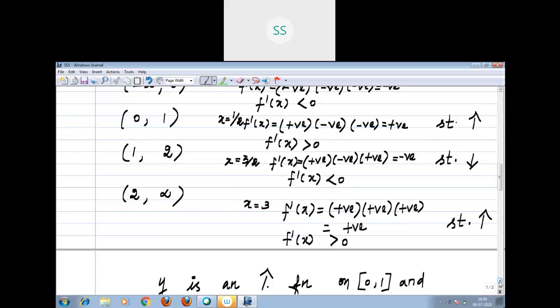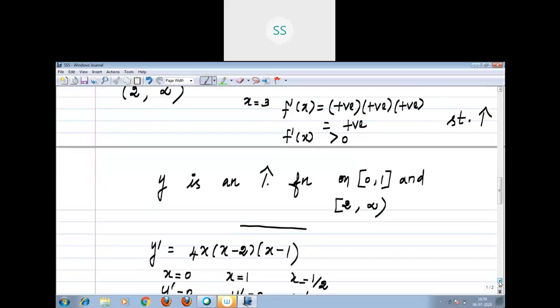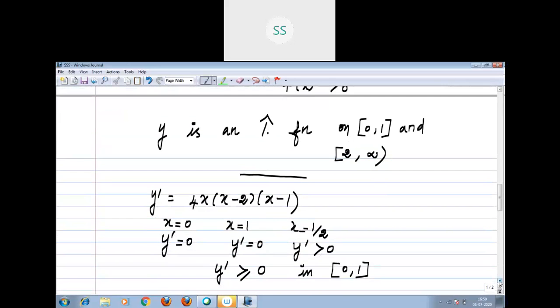But in the question it is given as an increasing function. That means we want to show the derivative should be greater than or equal to 0. So I selected the part: y is an increasing function on the closed interval 0, 1 and closed 2, infinity. The closed is represented, you can assign the x value as 0 and 1. Open means the value should not be included. For that I gave a proof here, right? x is equal to 0, because it is closed, 0 can be accepted. y dash equal to 0. When you assign x is equal to 1, again you arrive at y dash equal to 0.